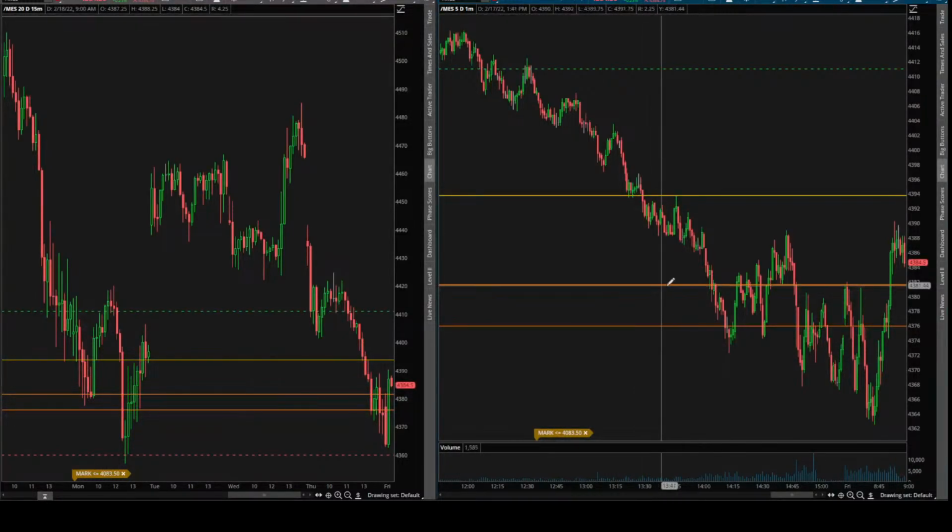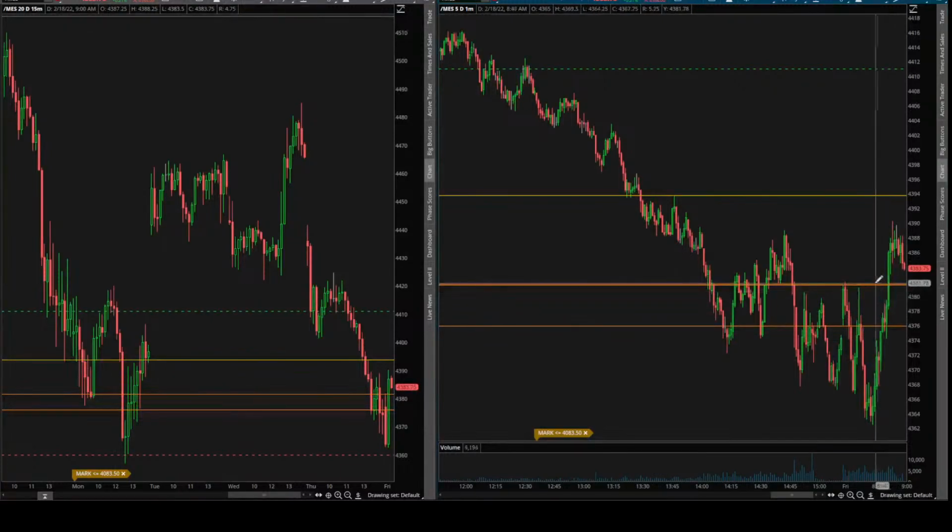I feel like if I did take a long down in here, I'd be wrong below this little spike, 74. So I might consider it. I'll watch what it does if it gets in this range here. Nasdaq and ES still a little bit mixed. Checking out the 5-minute here.